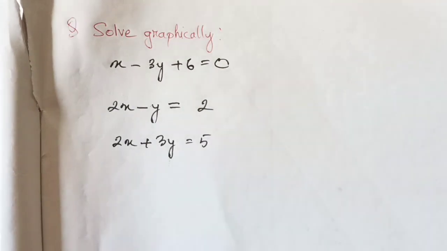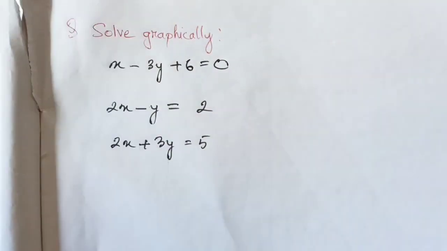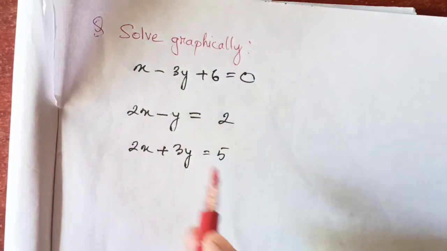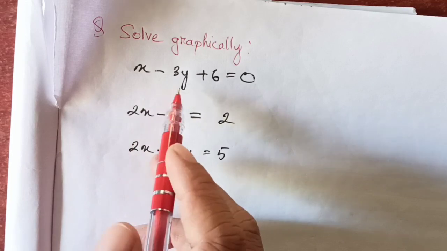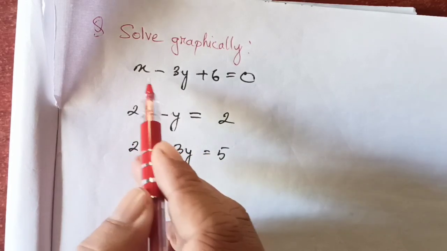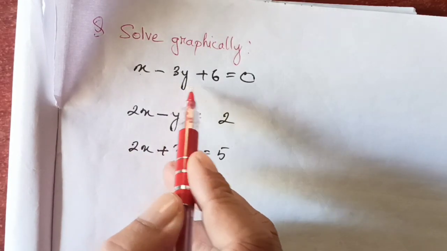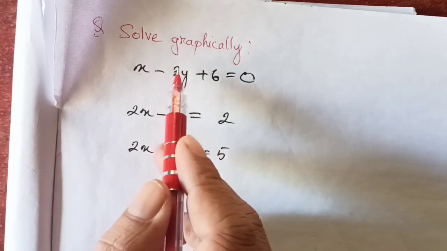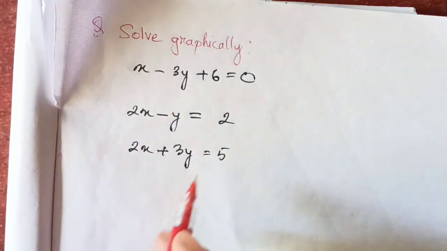Okay, now let us take an example. Before we draw the graph, let us learn how to find the tabulation for equations. So here let us take some example. Here you can see this equation, x minus 3y plus 6. Look at the variables properly.